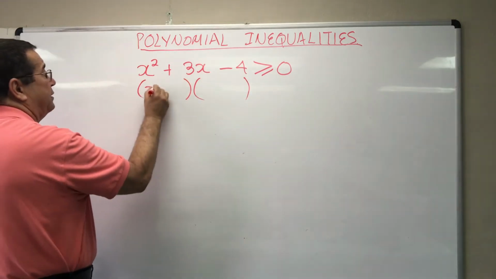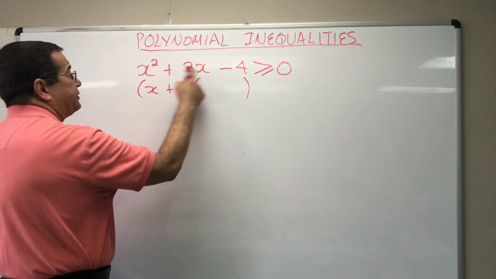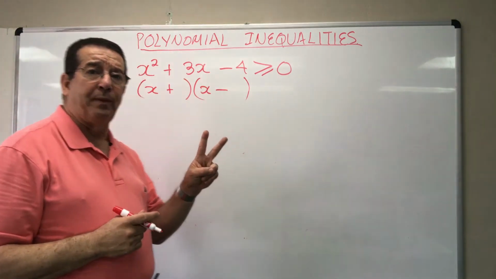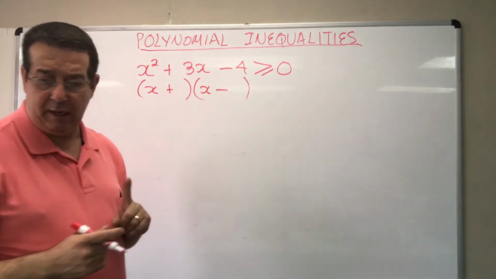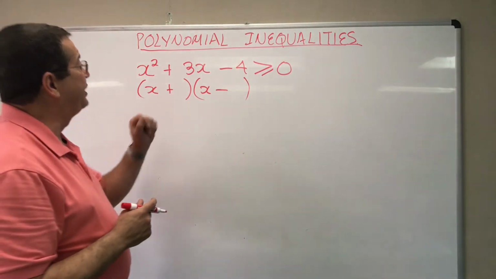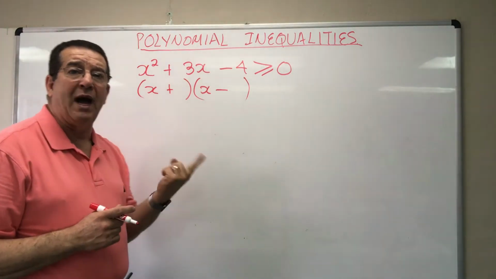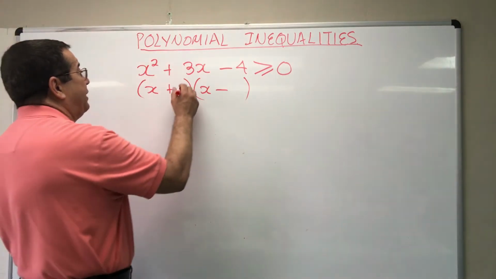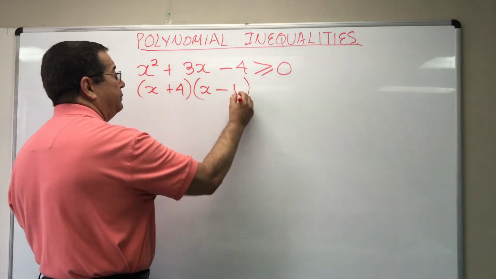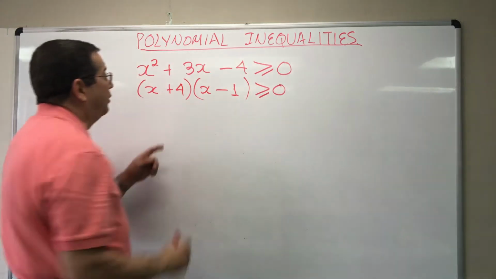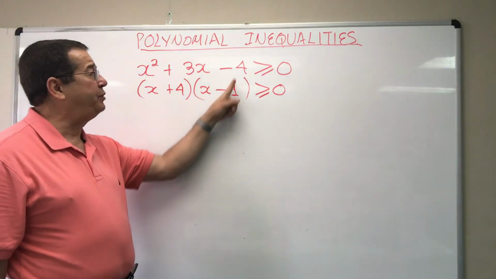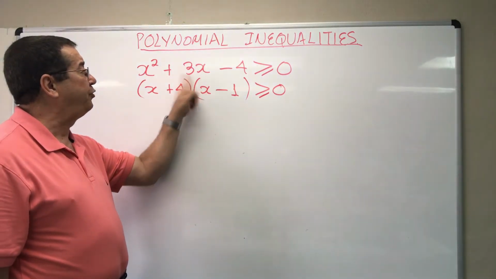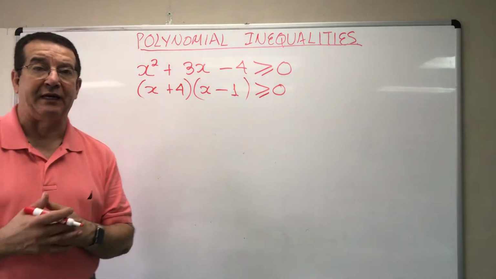You write here x plus, x minus. I need 2 numbers. When I multiply, the number is negative 4, and when you add, the number is 3. Now you get 4 and 1. When you multiply 4 times negative 1, you have negative 4, and when you add 4 minus 1, you get 3. And now you do the factorization.